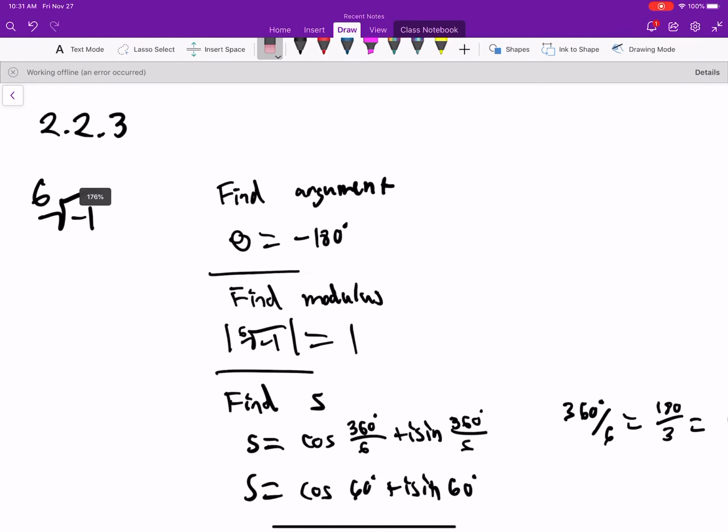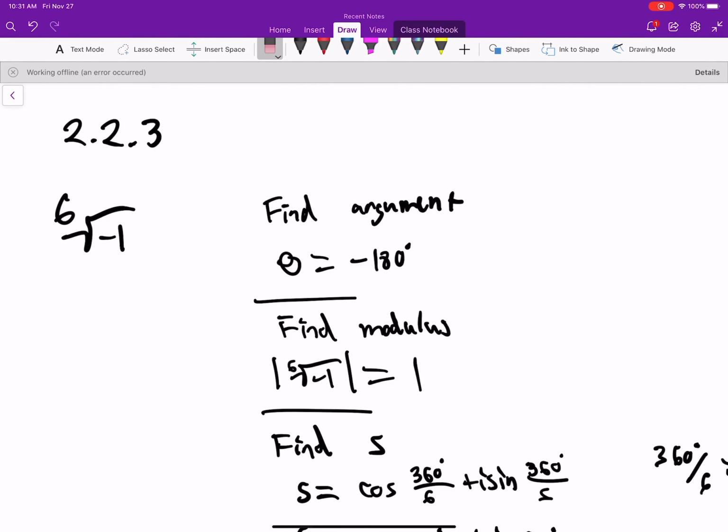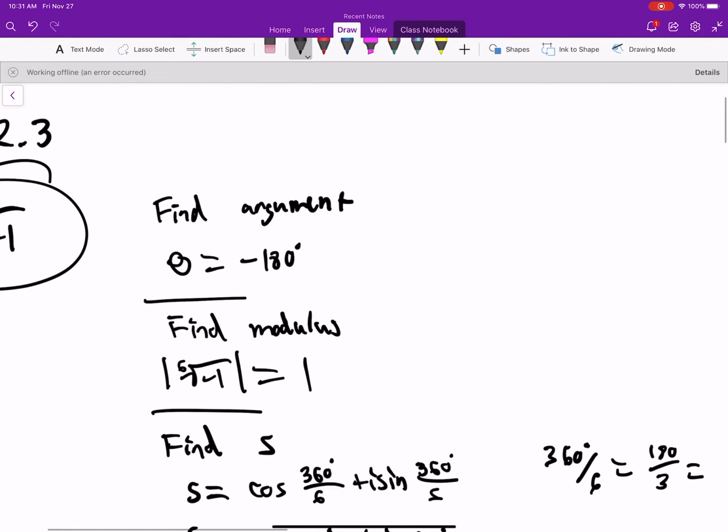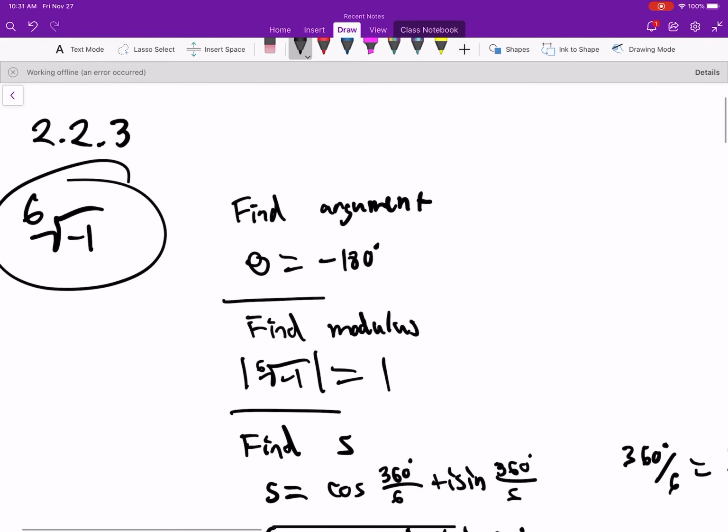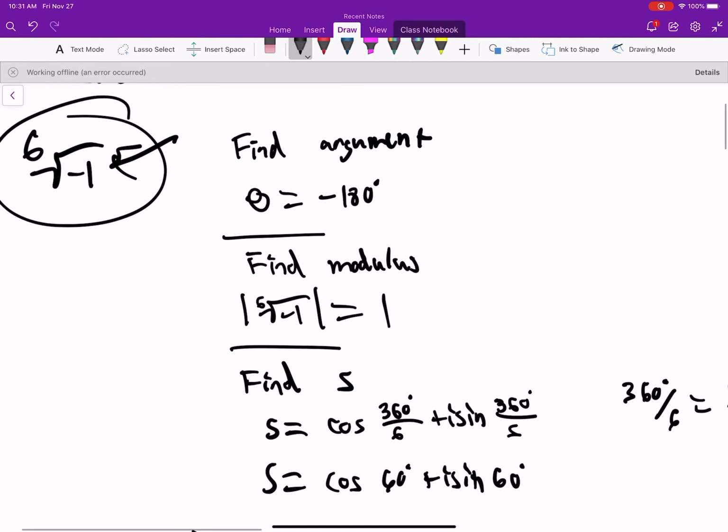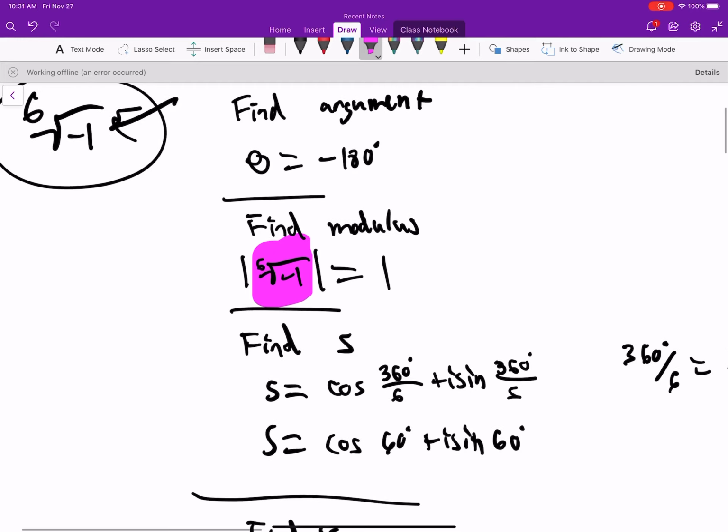Okay, we're going over 2.2.3, and it's the sixth root of -1, so that means we should have 6 different answers. And so I go the standard method. First, I find the argument of this, which is -180. Then I find the modulus, or the distance of this whole thing, and I find out it's 1.